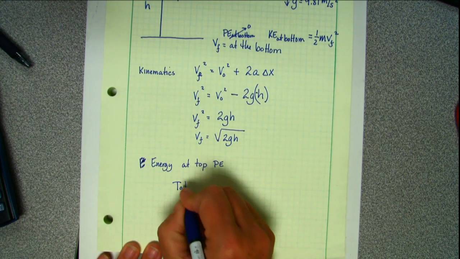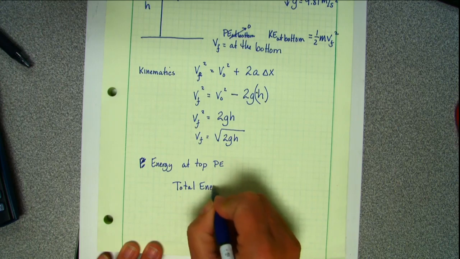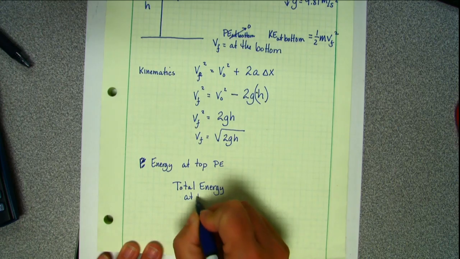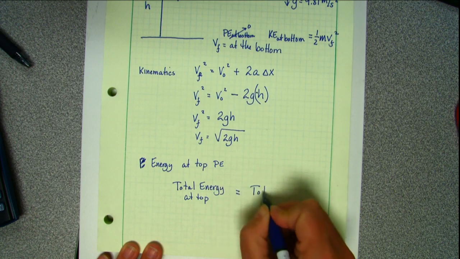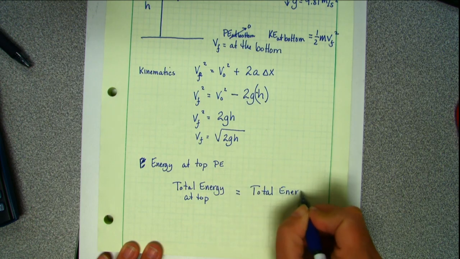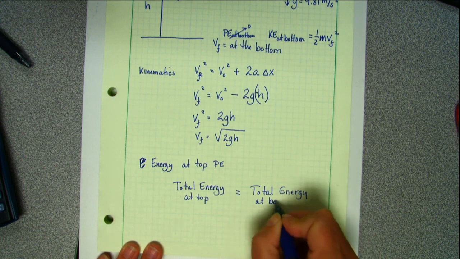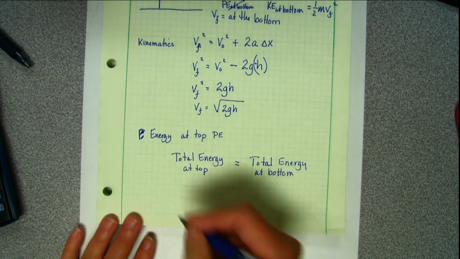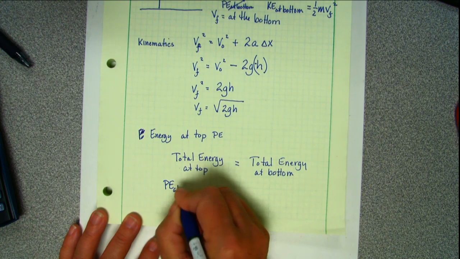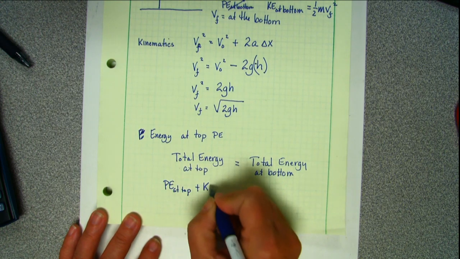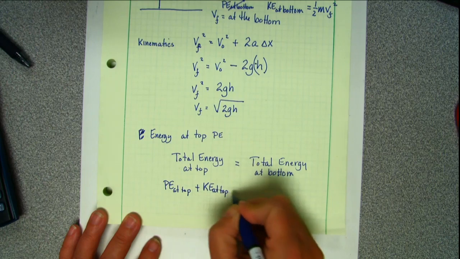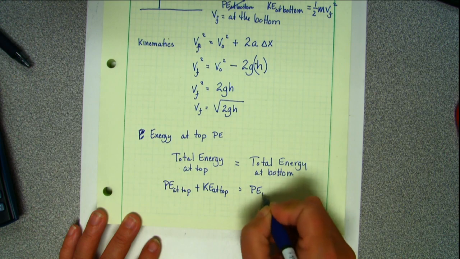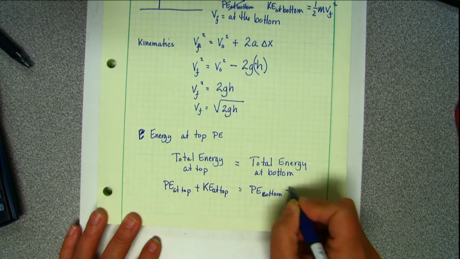So total energy at the top has got to equal total energy at the bottom, because I have conservation of energy. And we're only doing one cycle, so I'm going to neglect air resistance, so I'm going to say it's not going to heat up and we're going to be okay. So I get potential energy at the top plus the kinetic energy at the top is equal to potential energy at the bottom plus kinetic energy at the bottom.